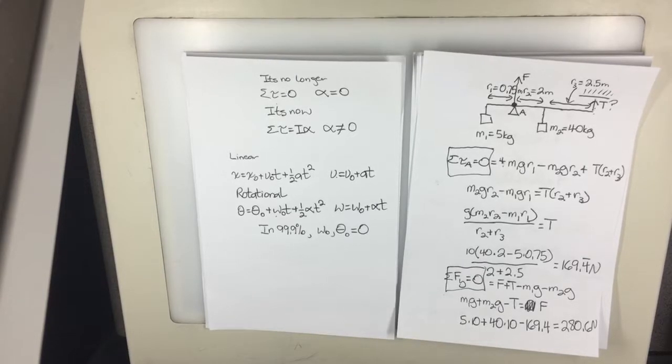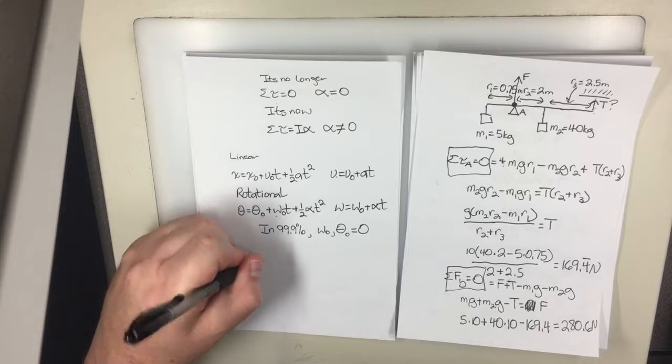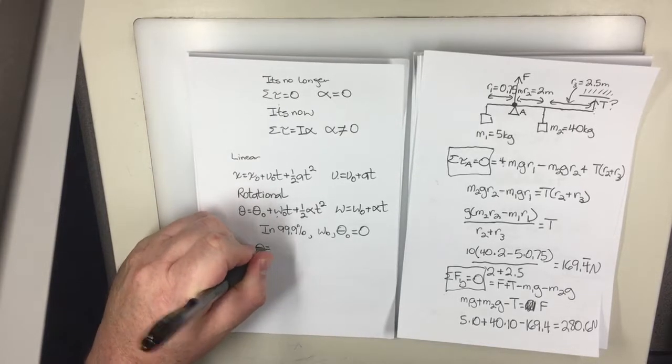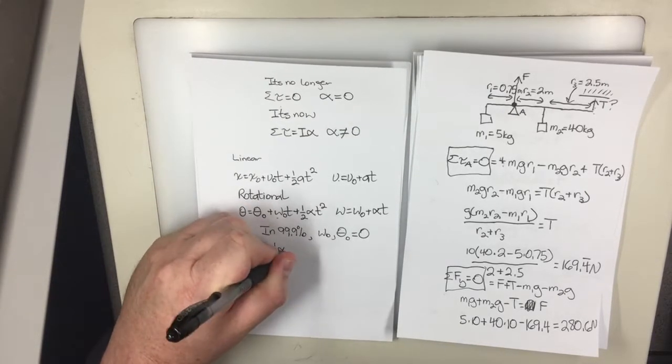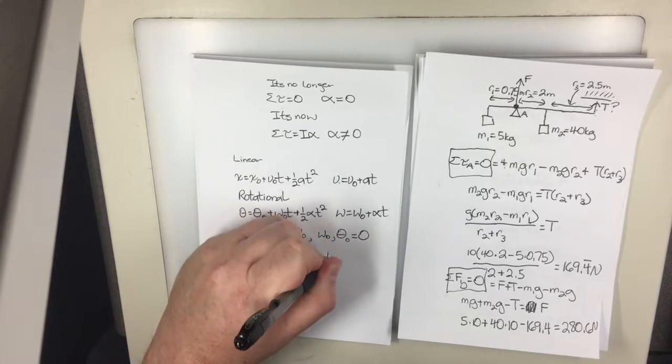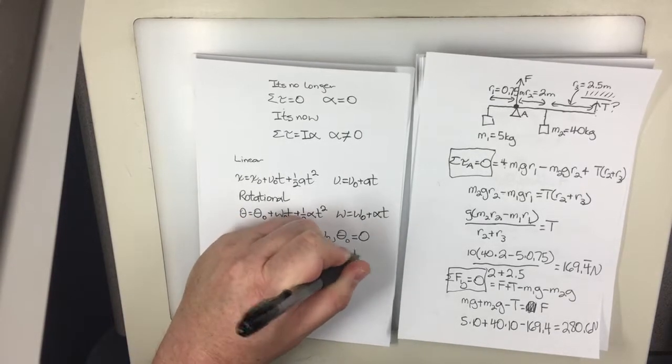Typically they start from rest, so you say omega naught is zero as well, and you're left with theta equals 1/2 alpha t squared and omega equals alpha t.